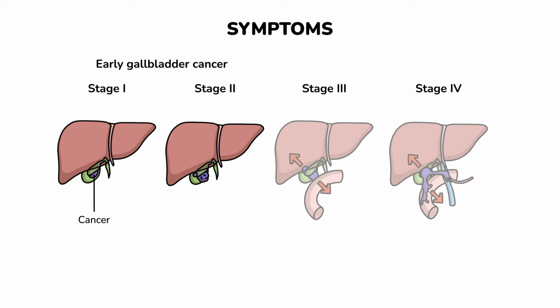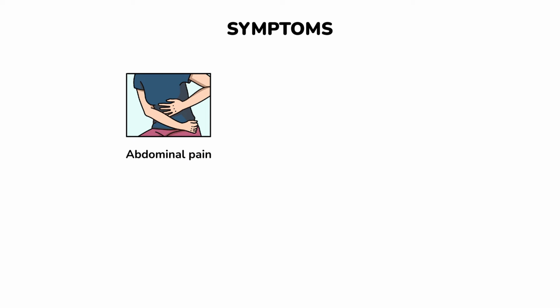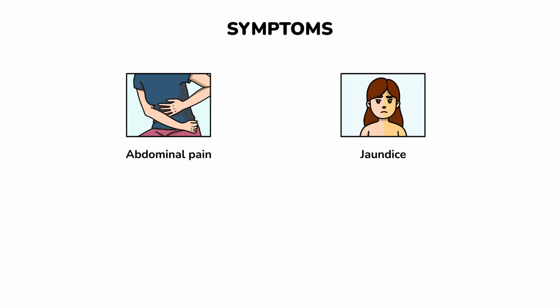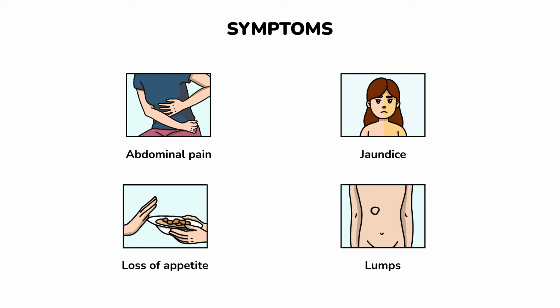When symptoms appear, they may include abdominal pain, especially in the upper right part of the abdomen. Jaundice, meaning yellowing of the skin and eyes. Loss of appetite, often accompanied by significant weight loss. Lumps in the abdomen, particularly in the upper right side.